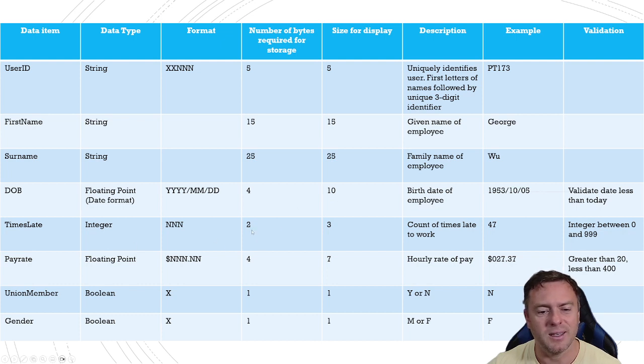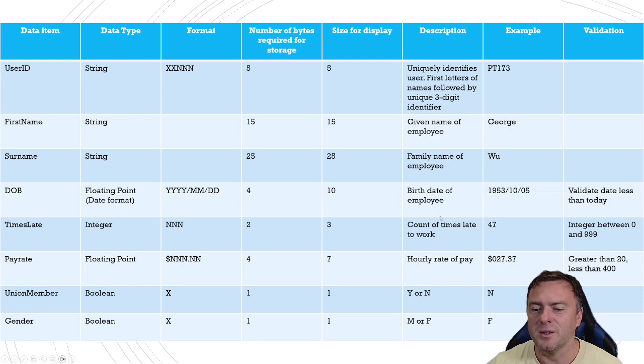Same with times late as an integer, you can store them as 2 bytes, but for the output, it needs to be outputted with 3 characters. Same again with the pay rate, with floating point stored as 4 bytes. But then the output, if you look here, it's got 7 bytes for the 7 characters that need to be outputted.